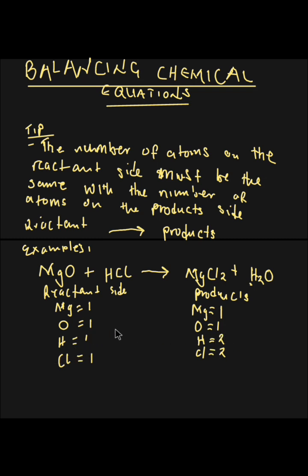Now, once you are able to analyze this, the only next step now is to try and compare. Do you have the same number of atoms on the reactant side and the product side? As we said in our first statement, we must have the same number of atoms. So yes, let's see. Magnesium here, 1. What about there? We have 1. Okay, this one is okay. Then here we have oxygen. How many atoms? 1. On the product side, how many atoms of oxygen? 1. So this one is also okay.